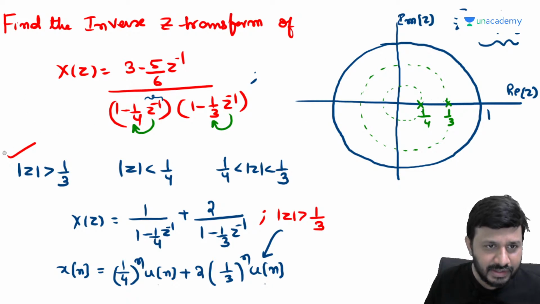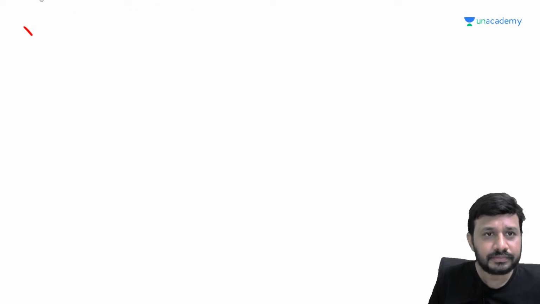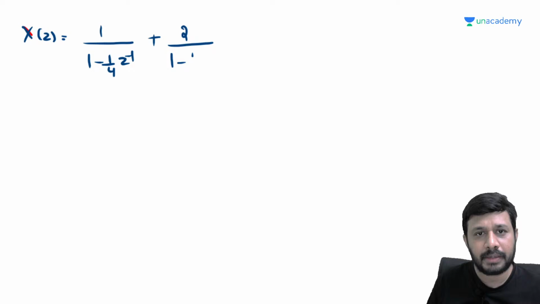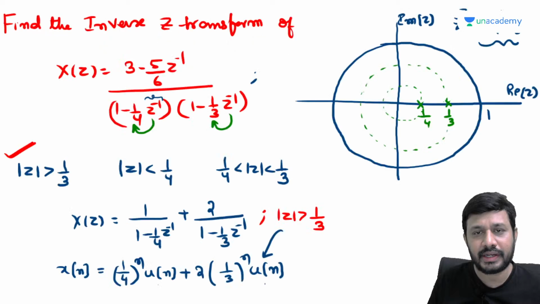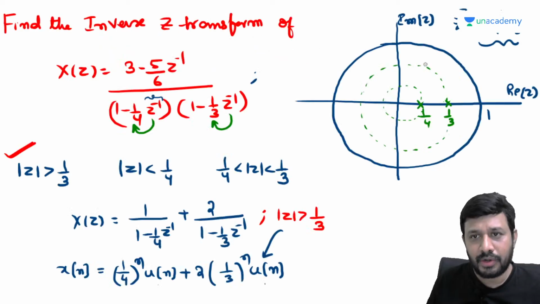So first ROC is completed, first inverse is completed. Okay, next slide I will go. X of z is equal to 1 by 1 minus 1 by 4 z inverse plus 2 by 1 minus 1 by 3 z inverse for mod z less than 1 by 4. Observe here, mod z less than 1 by 4 means both the poles are inside. The ROC from the pole 1 by 3 is inside and from the pole 1 by 4 is also inside.